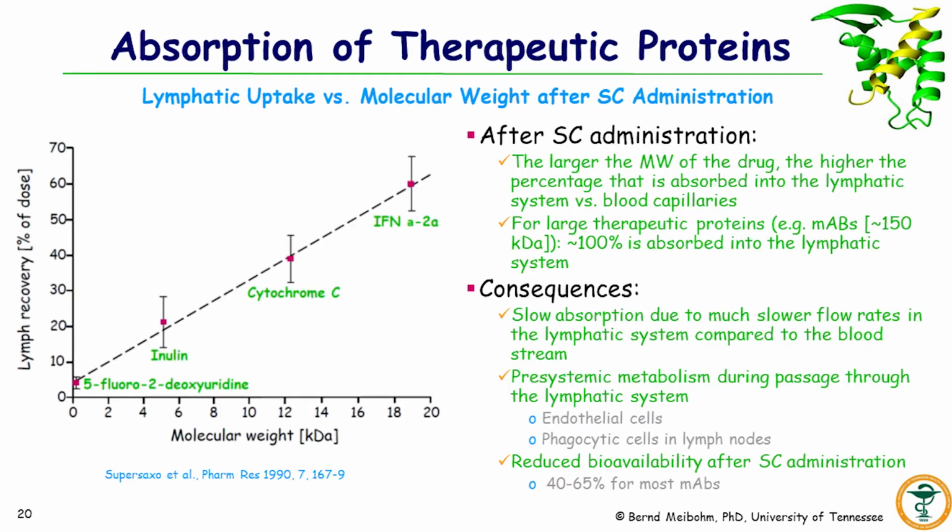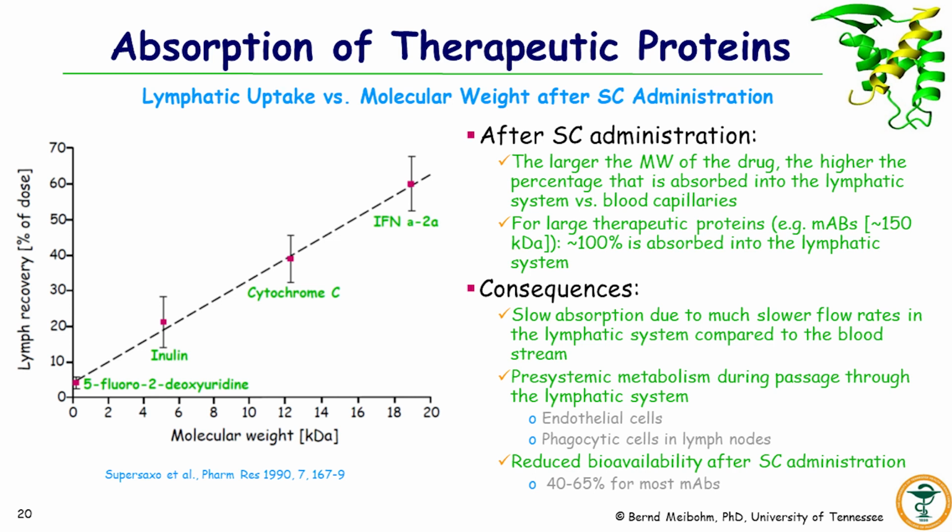Shown on the left side here is a relationship between the percent of the dose that's recovered in the lymphatic system versus the molecular weight. What's shown on the left are two small molecule drugs, 5-fluoro-2-deoxyuridine and inulin, and then two small proteins. And you can see that with increasing molecular weight, the lymph recovery in percentage of the administered dose is largely increasing, already reaching approximately 60% for interferon alpha 2A.